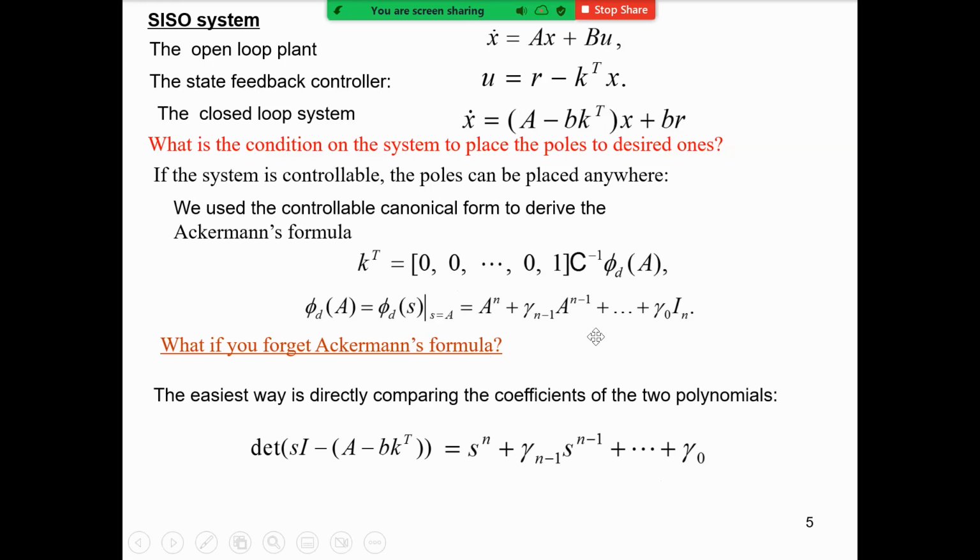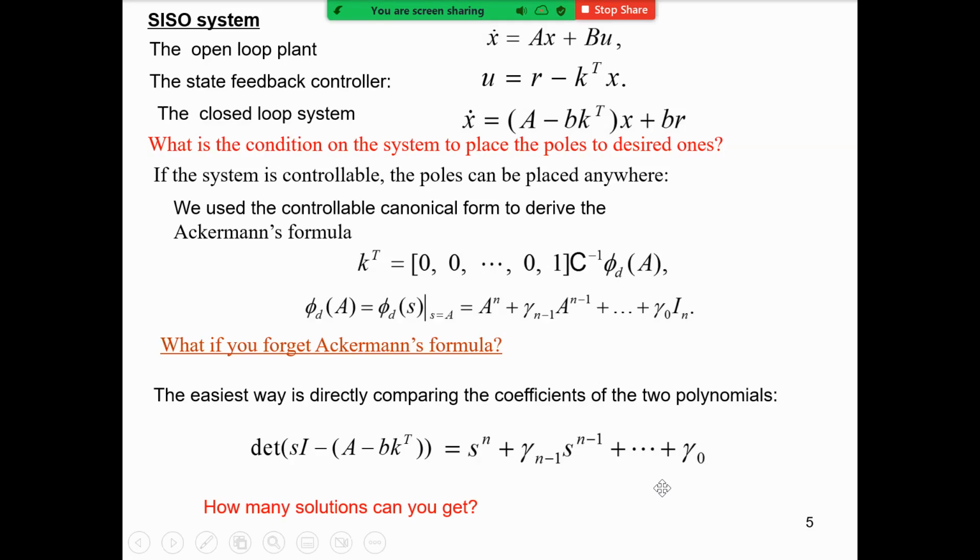The other way is that, okay, you don't need to remember the Ackermann's formula, right? You can do it by direct comparison. You get the closed loop polynomial in this way, the determinant of this matrix. Of course, K will be the design parameter, right? You get a polynomial. The coefficients of that polynomial will depend upon the parameter. Then you match the coefficients of the desired polynomial. You will get a number of equations and then you solve them. That is the other way to solve the pole placement problem. Okay.